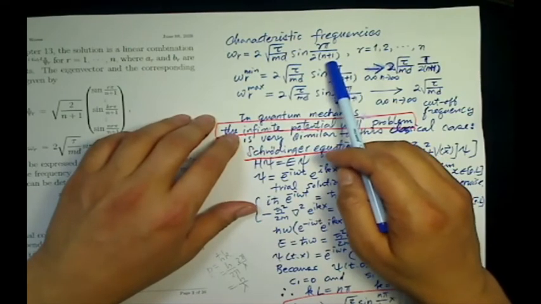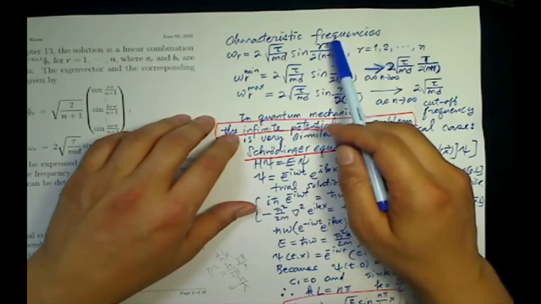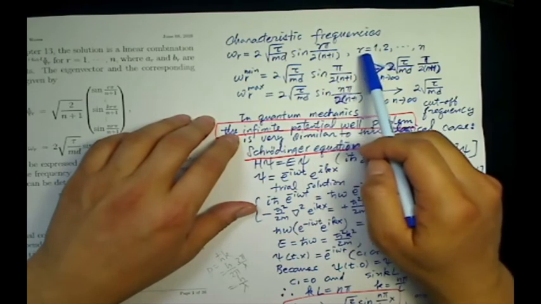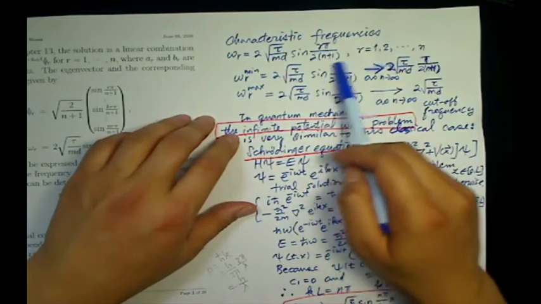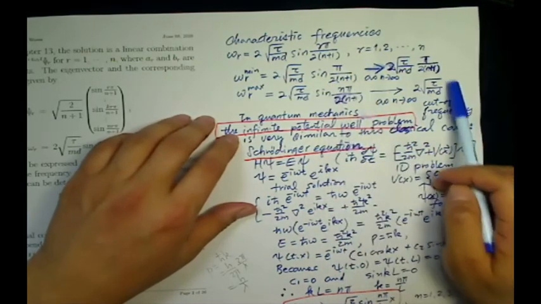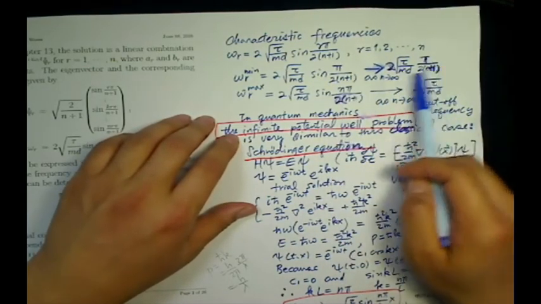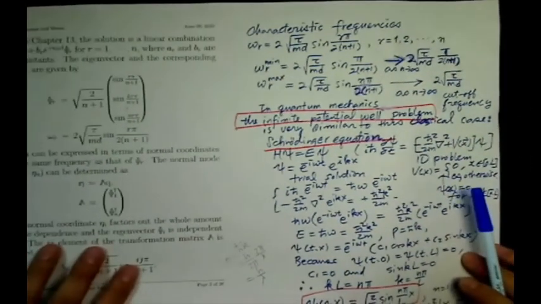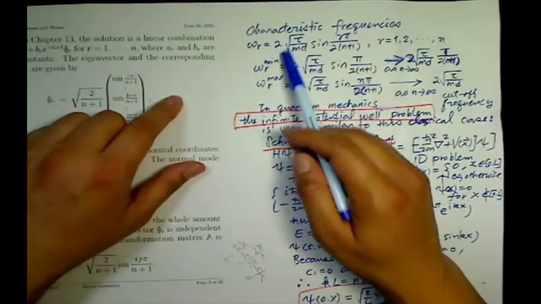Here, as n goes to infinity, the first value that becomes the minimum at r equals 1 becomes a very tiny value. As n goes to infinity, it approaches 0. So the minimum characteristic frequency reaches 0.